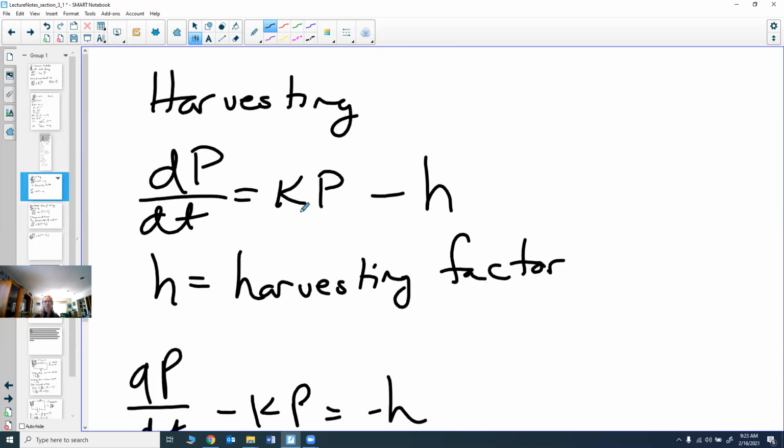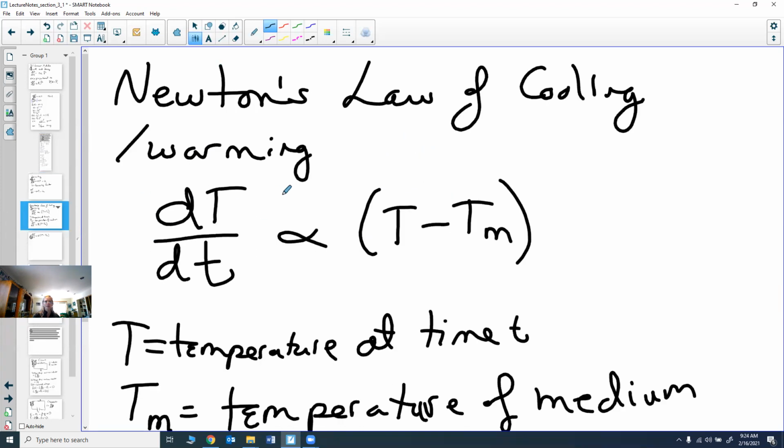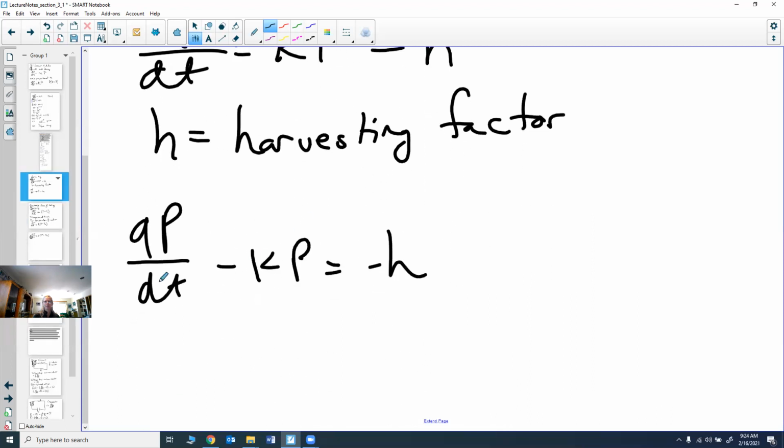By the way, you can also do where things are added to it. So you could also have another factor where we're actually having something added to it, where you're stocking the pond, or you're having immigration into your area. This actually is very good for looking at immigration and emigration. So you could have H not being a harvesting factor, but how many people leave, and then you could have another factor of how many people come in. All right, so we have that equation, and then you just solve this differential equation, nice little linear differential equation.